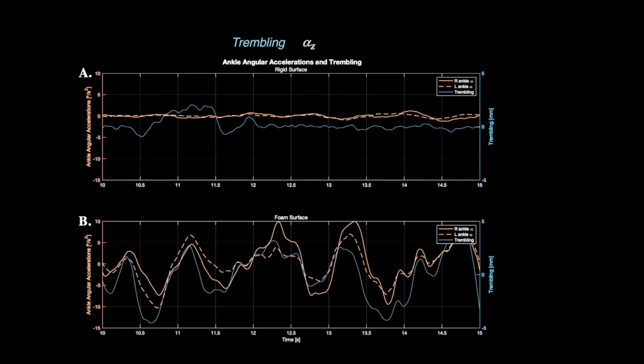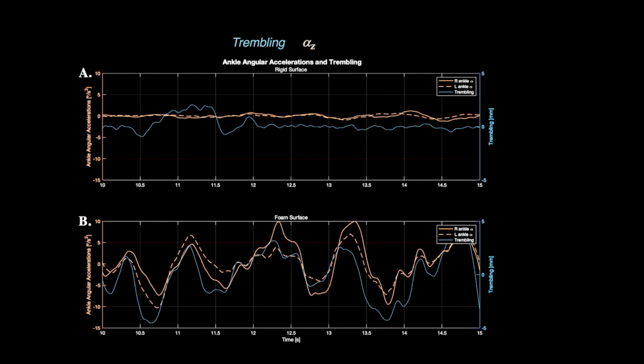So here we have these as a relationship. And it seems like ankle angular accelerations don't change a whole lot. In fact, they hang around zero pretty much for the entire trial on a rigid surface. Whereas trembling seems to be a little more mobile. Again, can't compare units, but we see decreases and increases in trembling here that aren't necessarily reflected in any increase or decrease in ankle angular accelerations. So perhaps not strongly related on rigid surfaces.